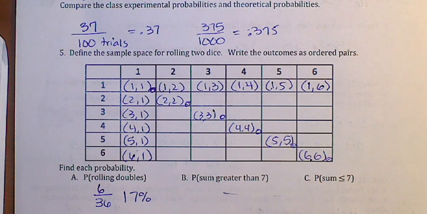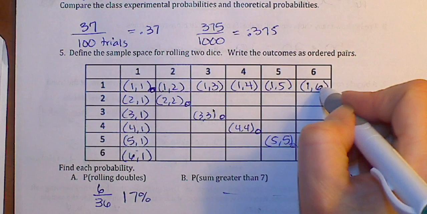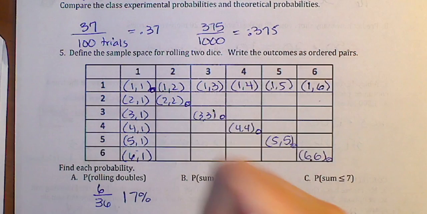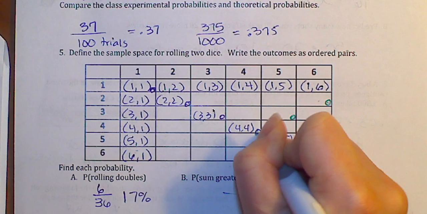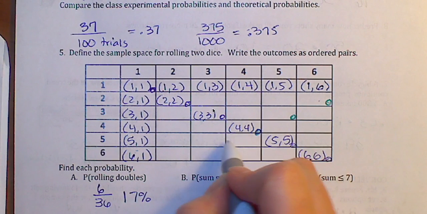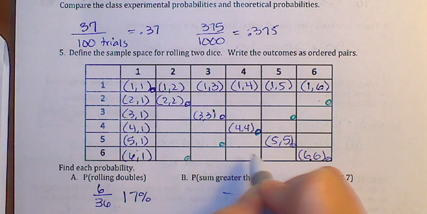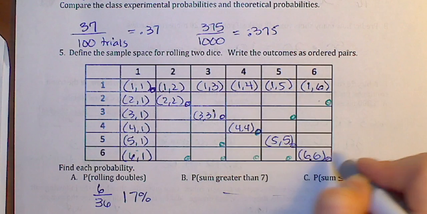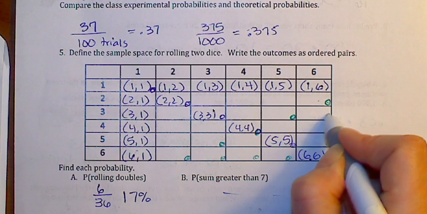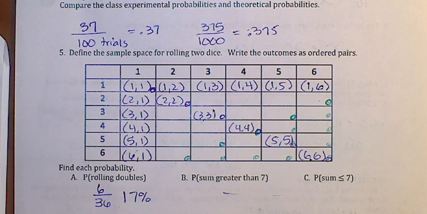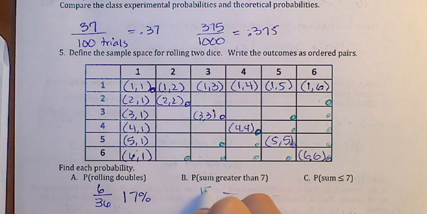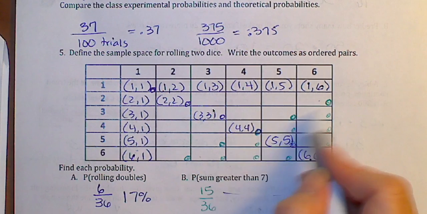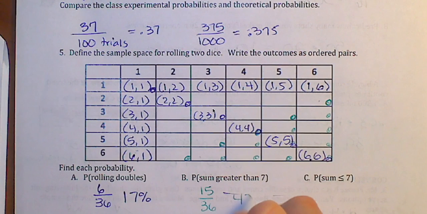Sum is greater than 7. So 6 plus 1, that's not greater than 7, but 6 plus 2 is greater than 7. So this is greater than 7. 5 plus 3 is greater than 7. What you end up with is this triangle down here. These are all greater than 7, okay? So 1, 2, 3, 4, 5, 6, 7, 8, 9, 10, 11, 12, 13, 14, 15. So 15 out of the 36 will add up to be greater than 7, so that's 42%.